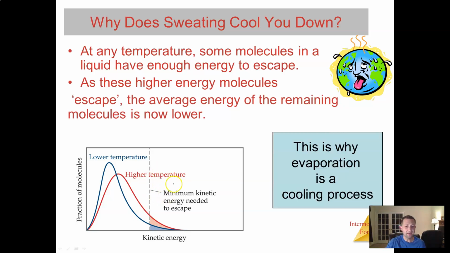If you look at this curve, this is called a Maxwell-Boltzmann distribution. We'll talk more about these in the kinetics unit as well. Look at the blue line on here. You have a liquid at a relatively low temperature. Look at your y-axis, fraction of molecules. Most of your particles have that lower kinetic energy.